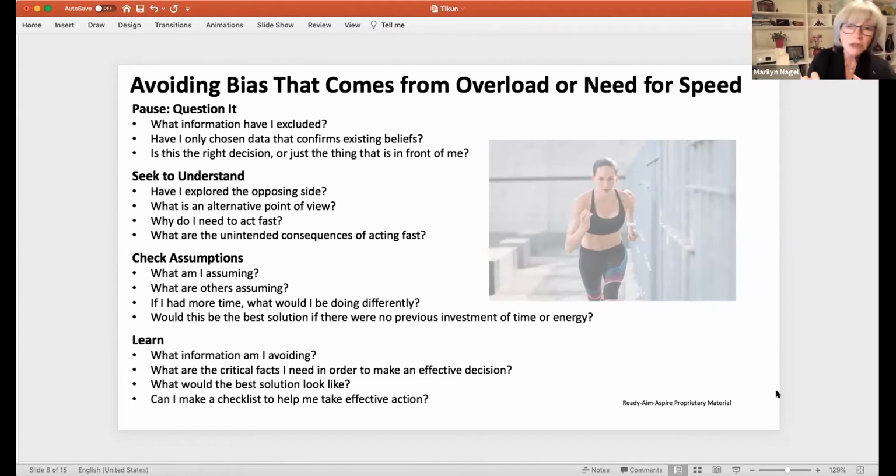One, it comes from overload, or this notion of moving quickly. And what we can say is, when that happens, when you realize that you're doing it, pause and question. Have I only chosen information that confirms my already existing beliefs? Like, oh, of course they act that way, because I already believe people of a certain category act a certain way. Seek to understand, check your assumptions. You can read the detail here and learn. What information are you avoiding? What are the critical facts you need? What would be the best thing for you to do? Can you make a checklist to be more effective? So this is the first one, around the need for speed.